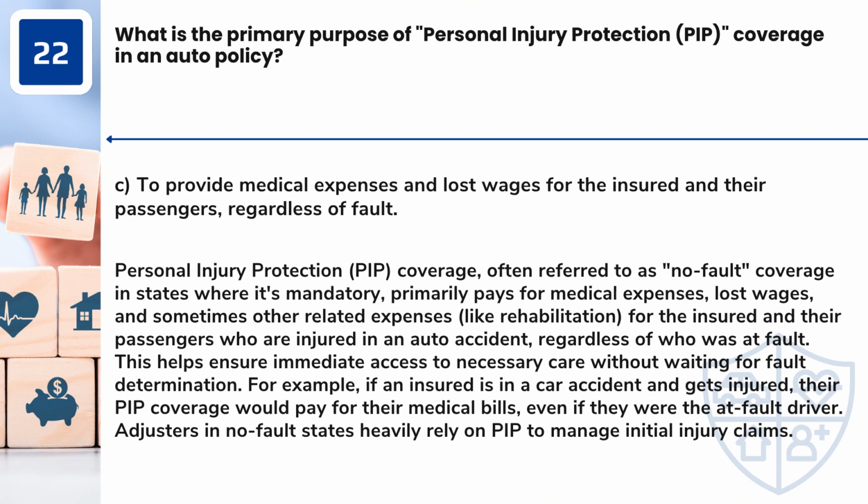For example, if an insured is in a car accident and gets injured, their PIP coverage would pay for their medical bills, even if they were the at-fault driver. Adjusters in no-fault states heavily rely on PIP to manage initial injury claims.